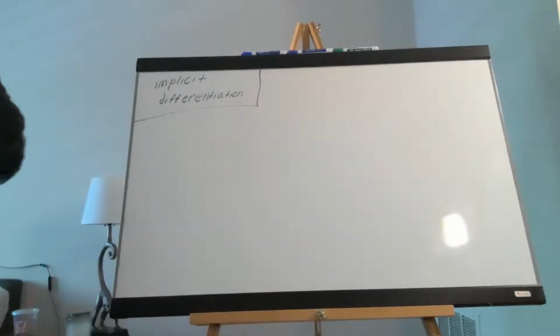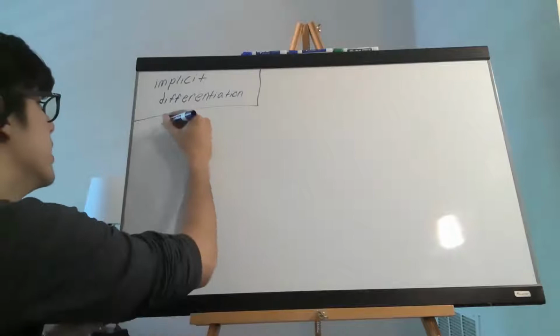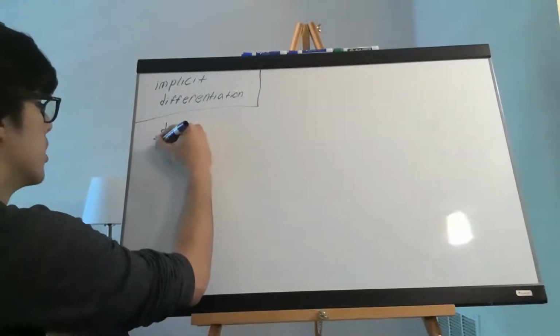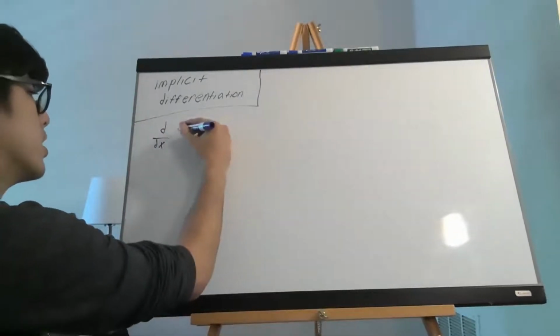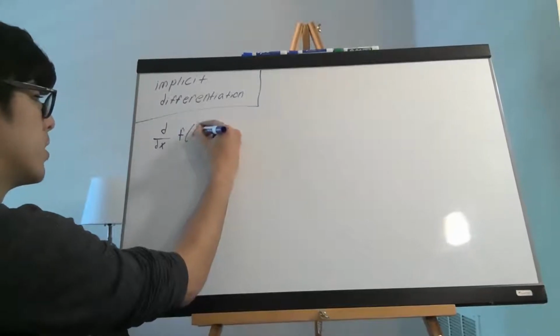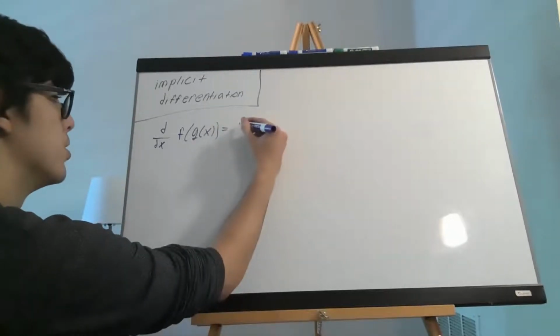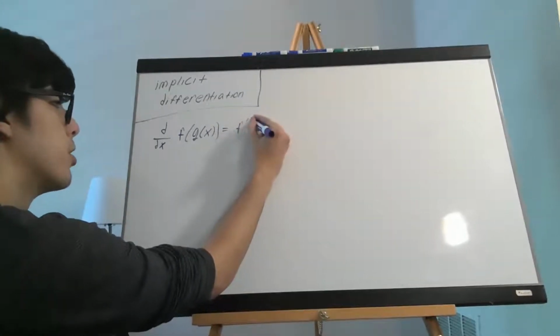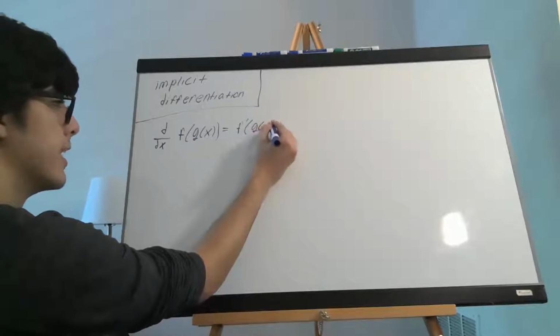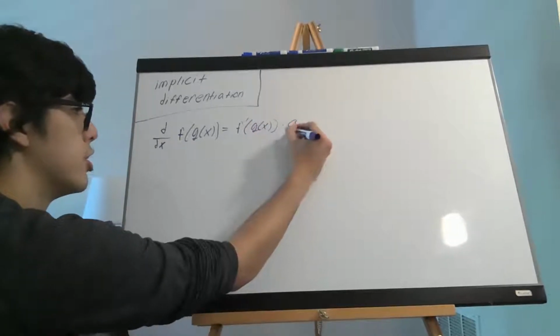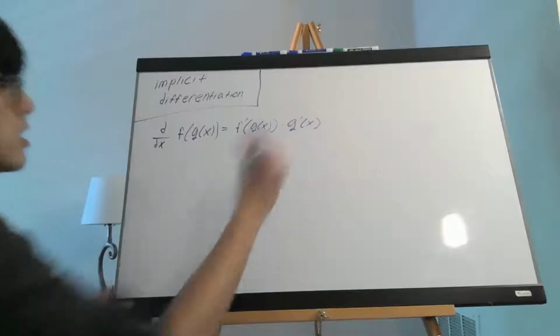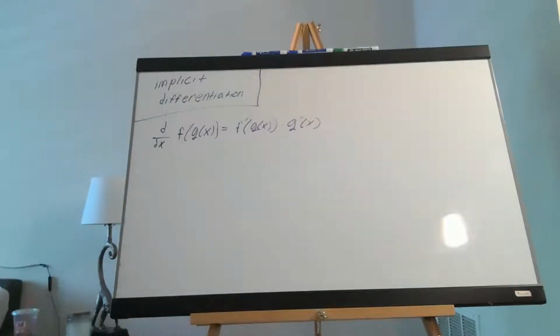So the chain rule says that the derivative for f of g of x is equal to f prime of g of x times g prime of x. So this rule can be taken a step further.